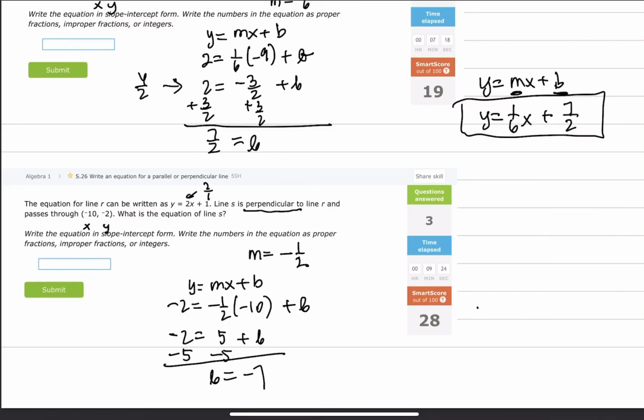So again, y equals mx plus b. We're going to replace the slope and y-intercept. So the slope was negative 1/2, and the y-intercept was negative 7.